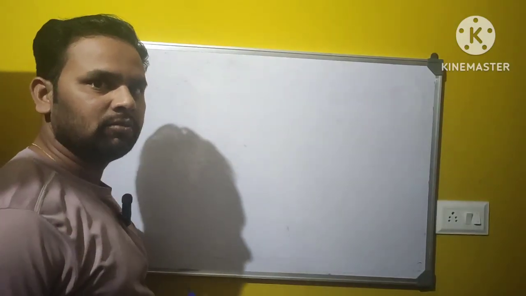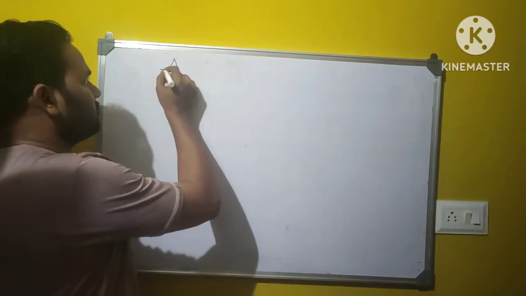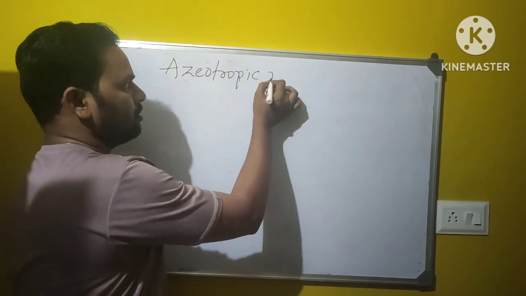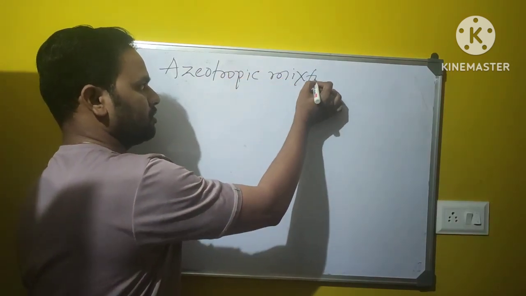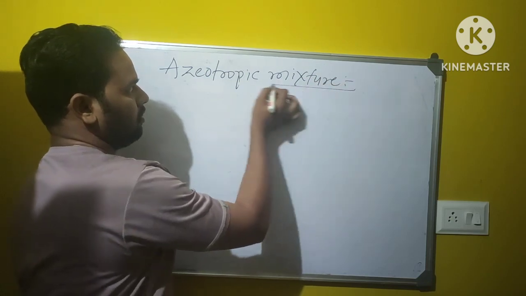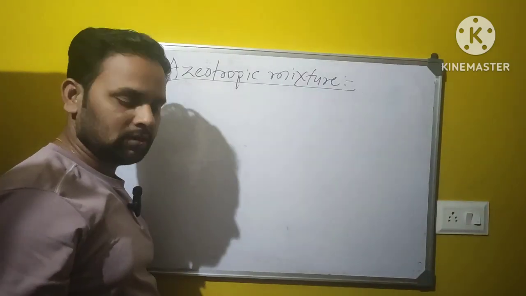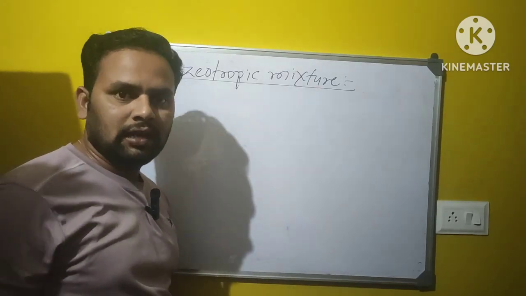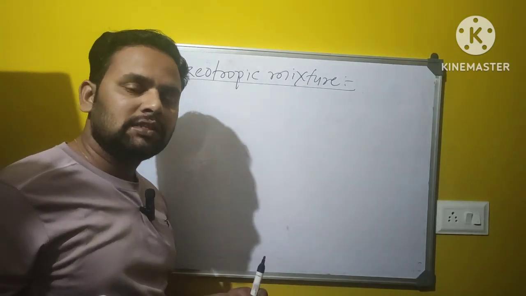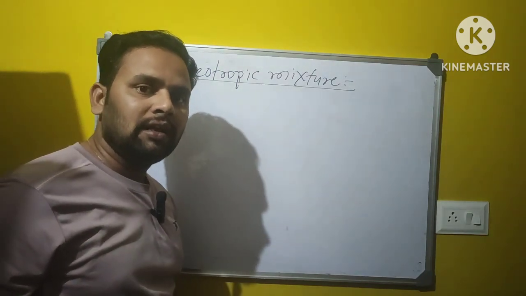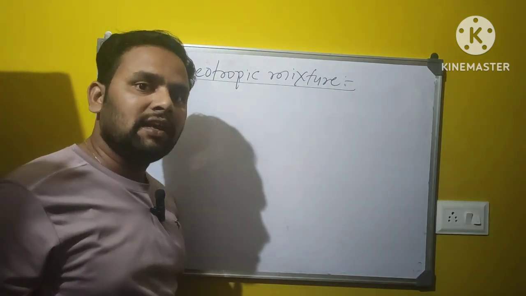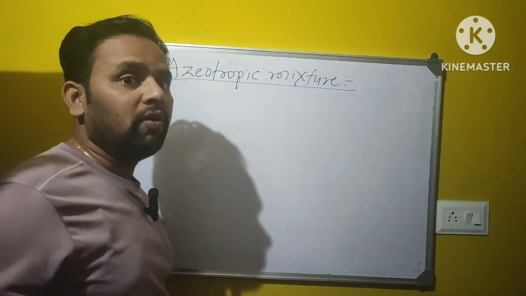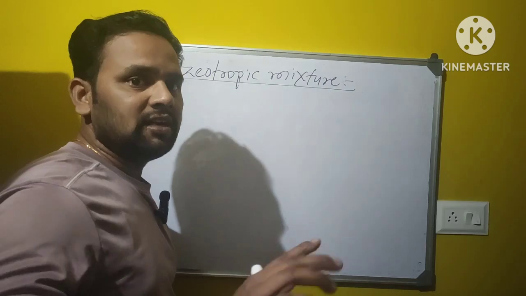Now I am going to explain about azeotropic mixture. What are azeotropic mixtures? Azeotropic mixture means a mixture of binary liquids which have the same composition in liquid state as well as in gaseous, vapor state, and boils at constant temperature.